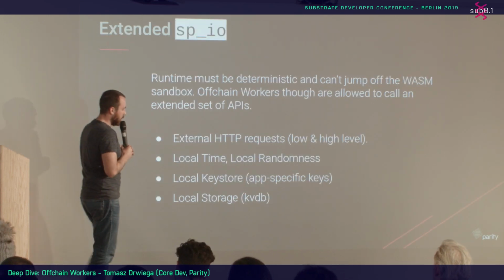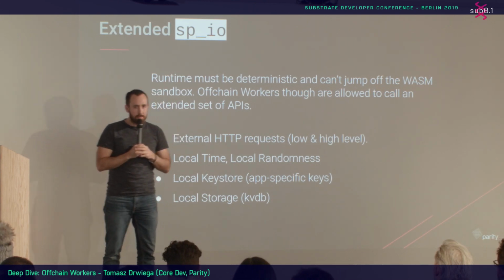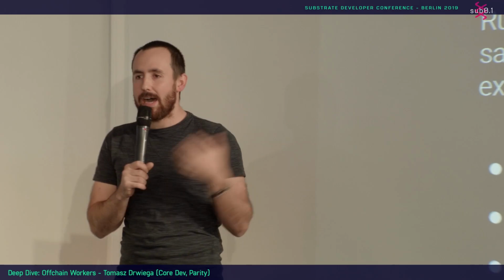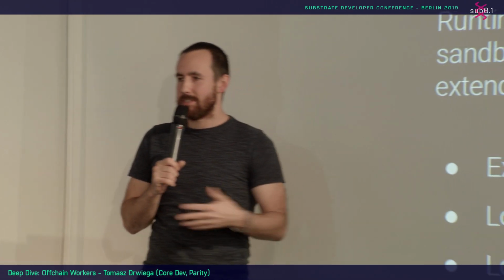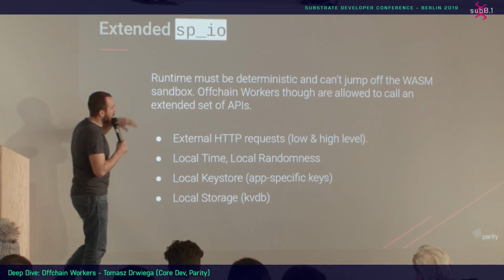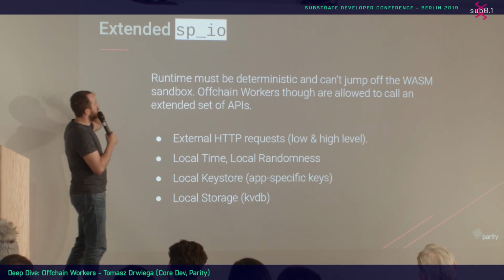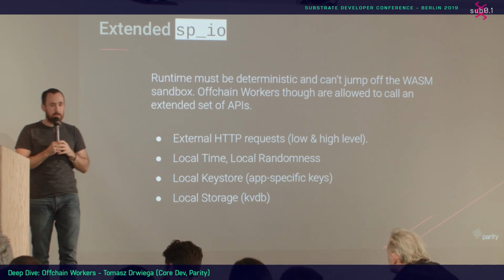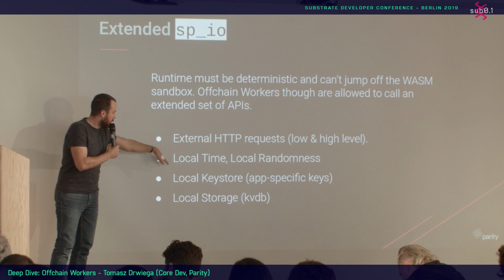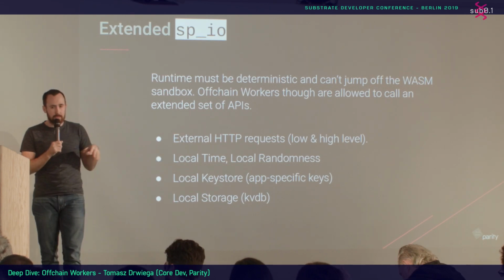So since off-chain workers are part of the runtime, and the runtime is running in the sandboxed WASM environment, how can we have a separate database or make external HTTP calls that we can do with off-chain applications? Off-chain workers are allowed to call an extended set of these host APIs that we expose. Some of them include, for instance, calling an HTTP service, getting local time or local randomness. So this is not something deterministic.